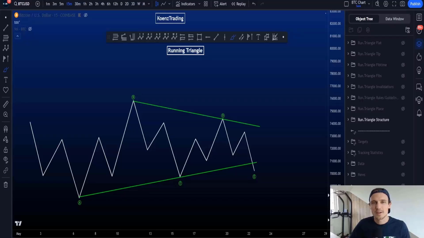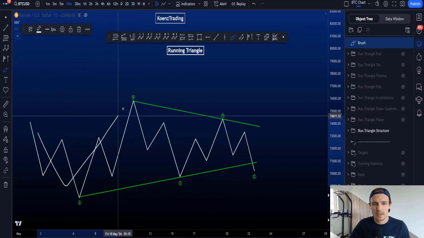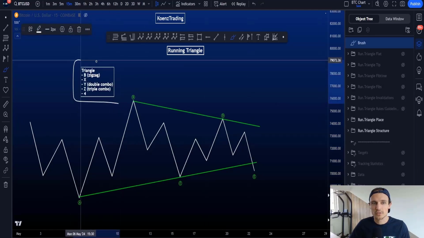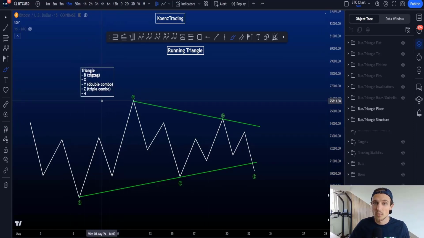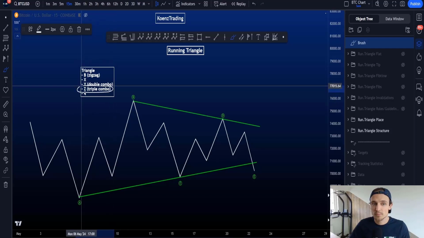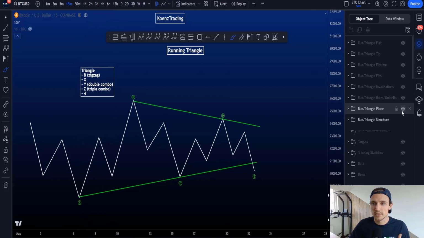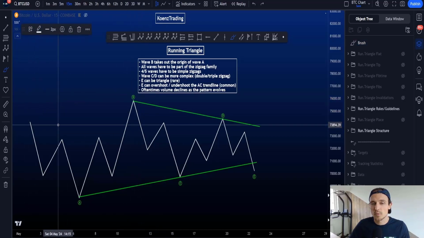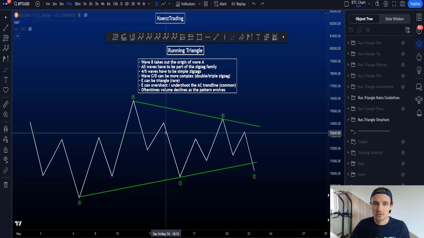A running triangle is a 5-wave structure labeled as a wave A, B, C, D, and a wave E, and can appear in any of the structures that are written in the box over here: wave B of a zigzag, wave X, wave Y of a sideways double combo, wave Z of a sideways triple combo, and a wave 4 in an impulse. Wave B has to take out the origin of a wave A to create a running triangle.